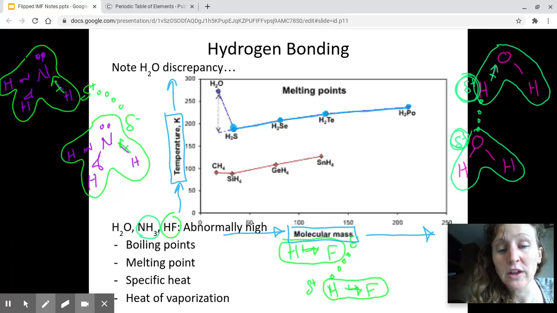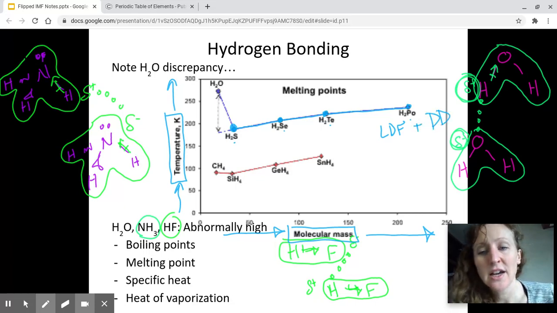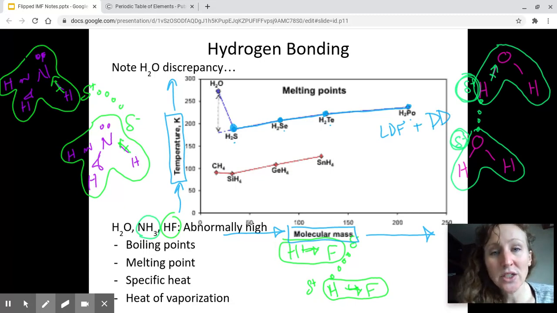We can attribute that to London dispersion forces as these elements in the oxygen family get larger with more electrons attached. You can form that instantaneous dipole, and you're going to get bigger London dispersion forces because of those instantaneous dipoles. So not only do we have dipole forces occurring here, we also have London dispersion forces occurring here. And we see this nice little trend until we get to water.